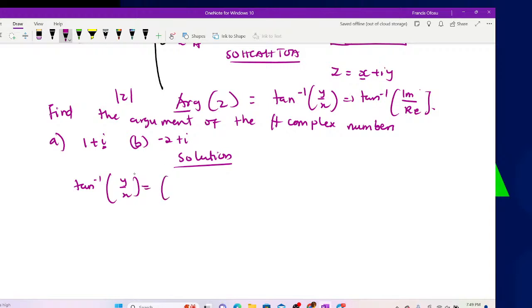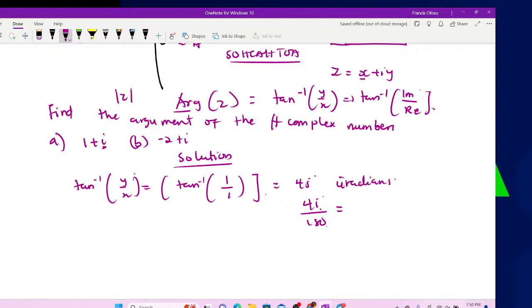In this case, I have tan inverse of 1 on 1, right? You simply punch this into your calculator and you realize tan inverse of 1 is equal to 45 degrees. In complex numbers, for easier computations, we normally represent it in pi radians instead of degrees. So converting this to pi radians, we simply divide 45 over 180.